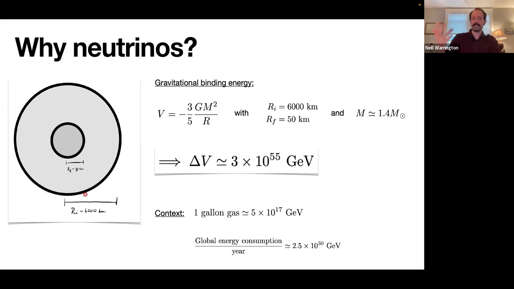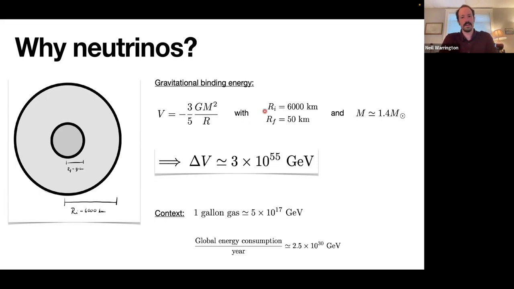Now, these numbers 6,000 and 50 take some time to deduce, but just take these as given, that the iron core starts out at 6,000 kilometers and collapses to a radius of 50 kilometers. It's very easy to calculate the energy released in this process. It's just the difference in the gravitational binding energy, which for a sphere of uniform density of mass m is given by this. Now, this is not a sphere of uniform density, but just for the sake of an estimate.